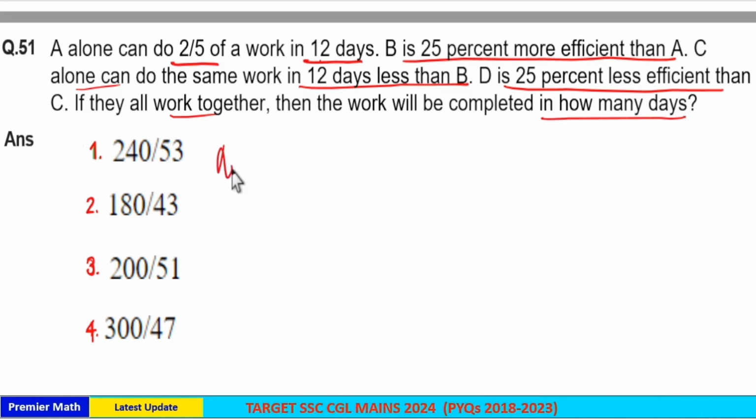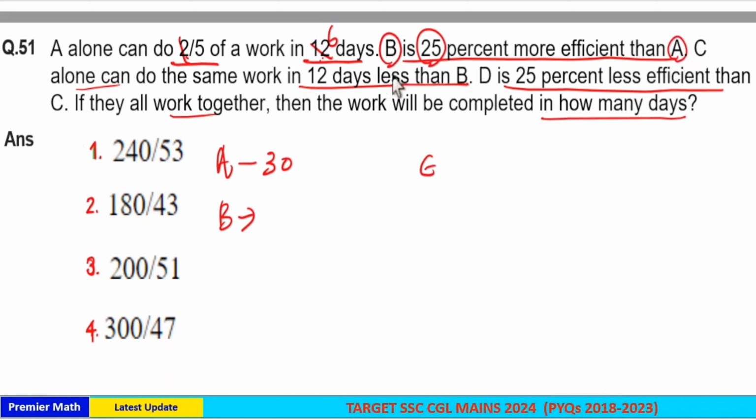Here, A alone can complete 2 by 5th of work in 12 days, which means 1 by 5th of work in 6 days. Then 1 work takes 5 into 6, 30 days. B is 25% more efficient than A. So the efficiency ratio of B by A is 25 by 100 plus 1, which is plus 1 by 4. Plus 1 by 4 means 5 by 4. That is, the efficiency ratio of B and A is 5 by 4.